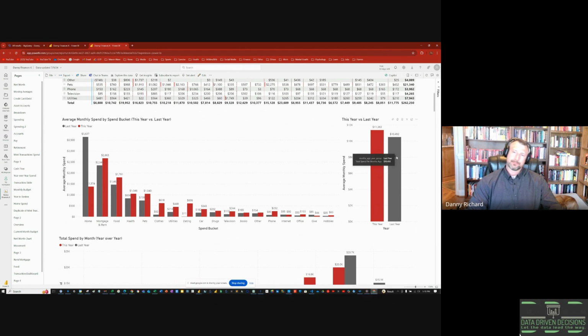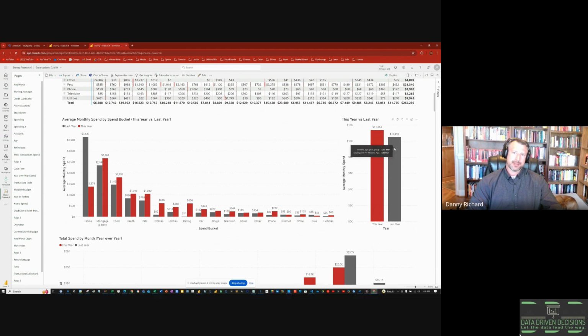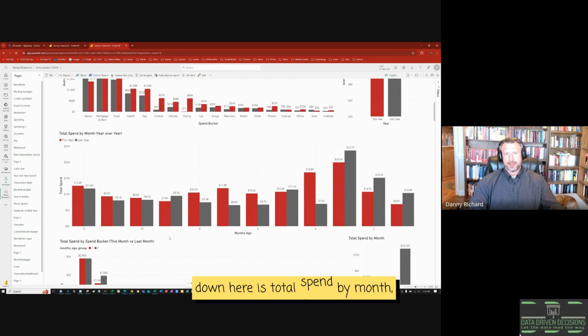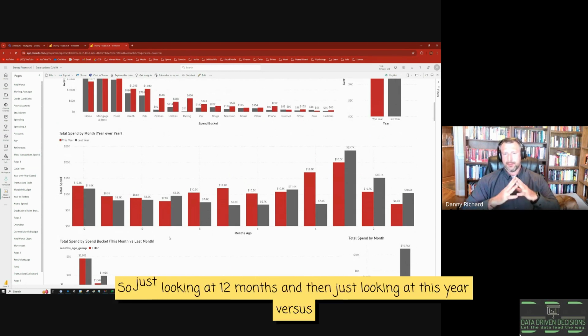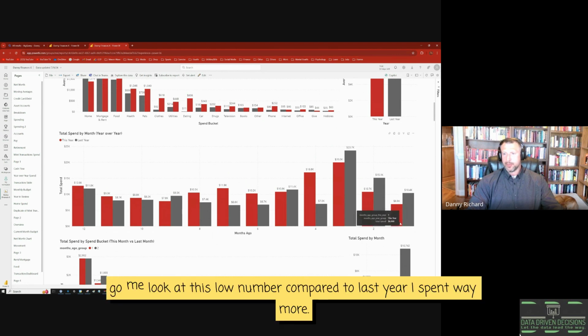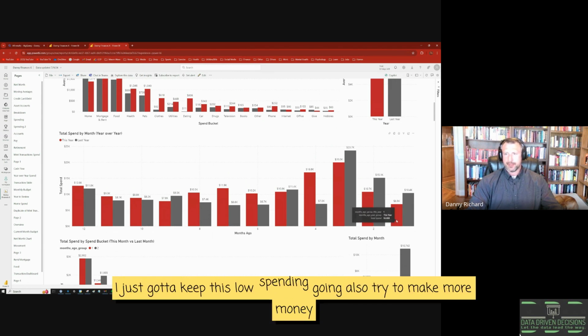Here's just this year versus last year in a bar chart showing the same as the KPIs. Down here is total spend by month, year over year. So just looking at 12 months and then just looking at this year versus last year. And to the far right is the most recent, which is one. Go me, look at this low number compared to last year. I spent way more. So that's really good. I just got to keep this low spending going.